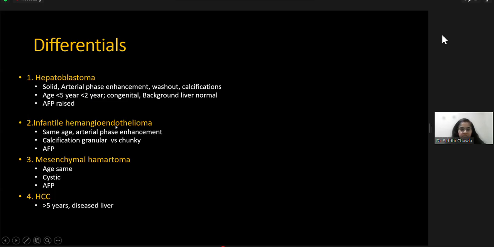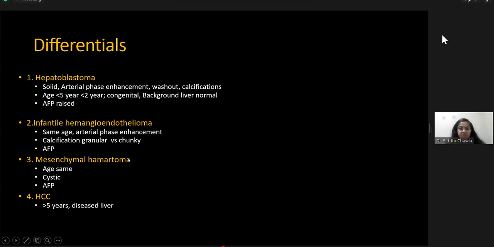And infantile hemangioendothelioma occurs in the same age. The lesion shows arterial phase hyperenhancement and progressive fill-in, as we classically tell for hemangiomas. The calcifications can be granular or chunky. And the AFP levels, as I told you, depend on when we are trying to diagnose. Sometimes the AFP level tends to confuse you, and I'll tell you more about AFP later.